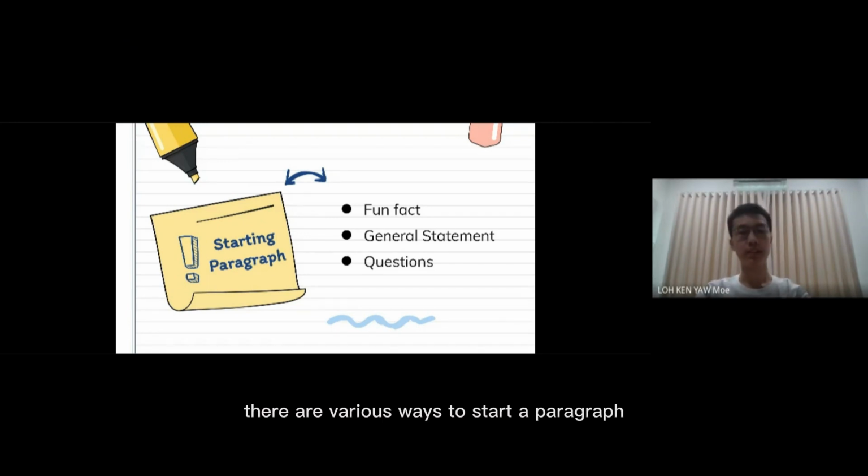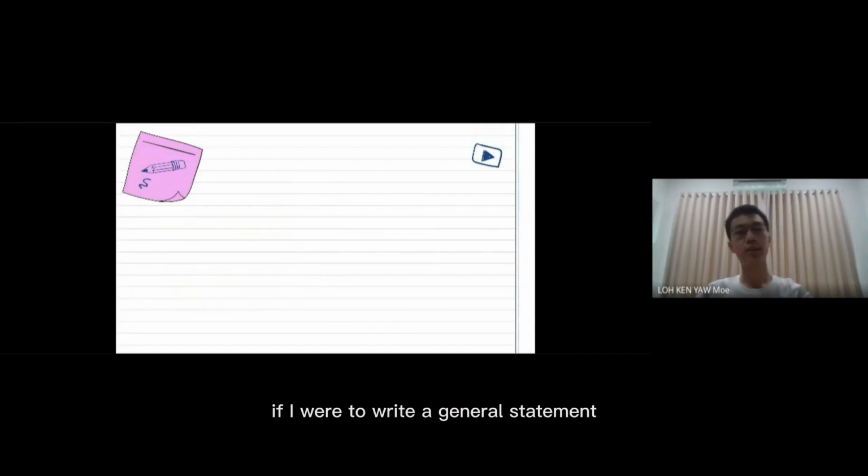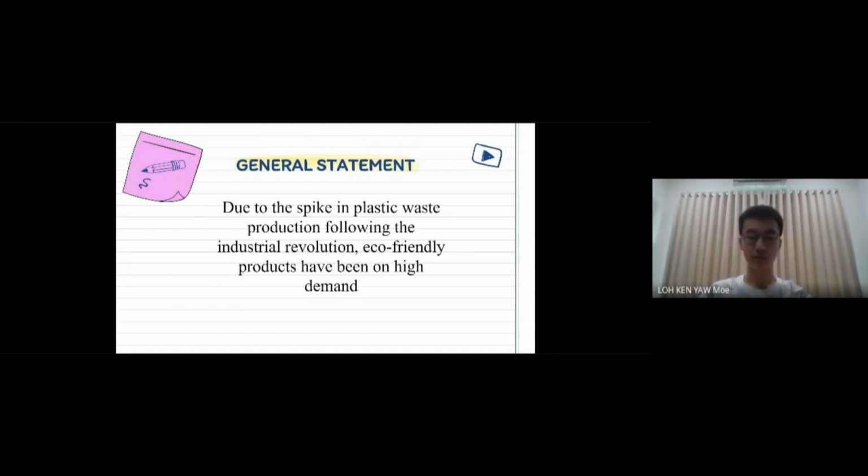There are various ways to start a paragraph, and the ones listed here are just some of the most commonly used paragraph starters. We can write a fun fact, include a general statement, or just ask questions in general. Here's an example. If I were to write a general statement based on the question just now, focusing on plastic pollution, it would sound something like this. Due to the spike in plastic waste production following the Industrial Revolution, eco-friendly products have been in high demand.